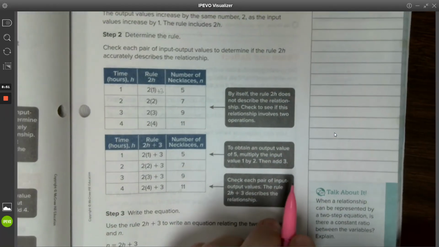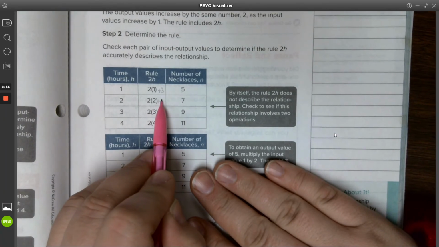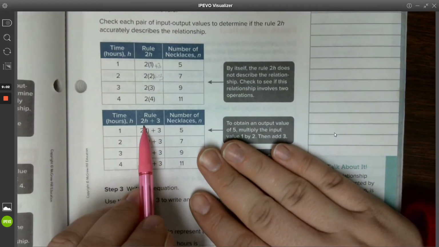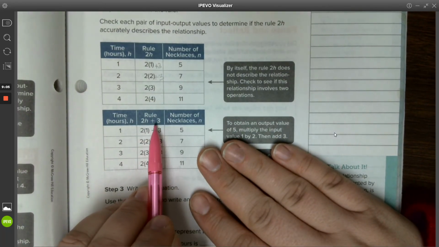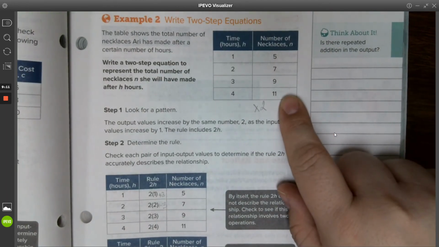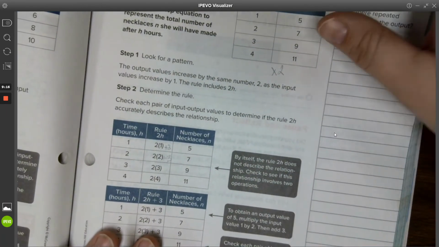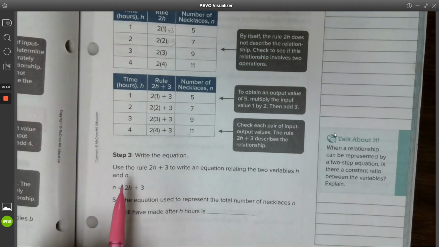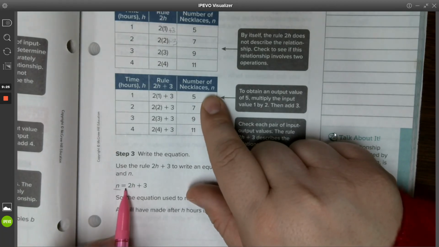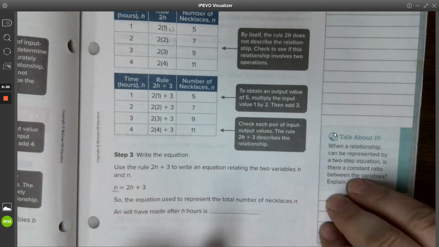Now let's see if that works in all the rest of the situations. If I have 2, 2 times 2 is 4. To get to 7, I would need to then add 3. Oh, it does work. So we know then that our rule would be 2H plus 3. So remember, first step, look for the pattern. What are we increasing by? That's what we're going to end up multiplying. Then we would see what we need to add to complete the problem. So when we write this equation, we say N, our output, always start with your output, equals, what is our rule? 2 times the number of hours plus 3.